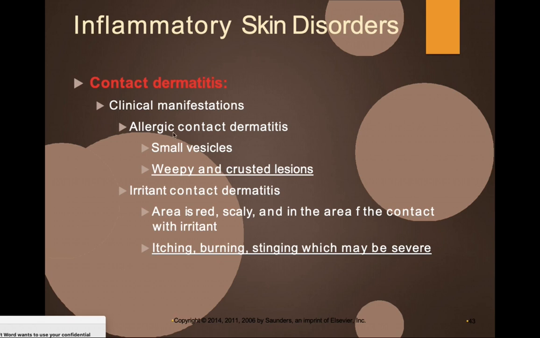With the allergic contact dermatitis, we could see small vesicles. They can be weepy, and they can crust. With the irritant contact dermatitis, the area is red, scaly, right? And in the area of the contact with the irritant, we're going to see itching and burning and stinging, and it can be pretty severe.